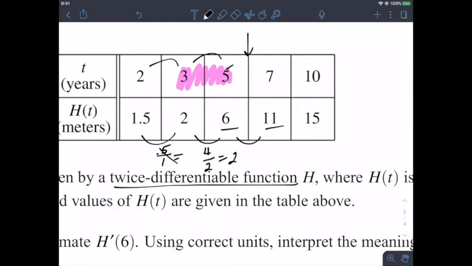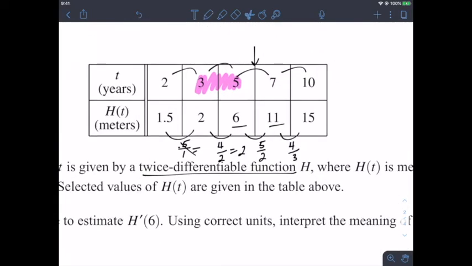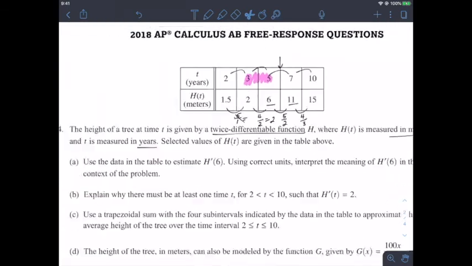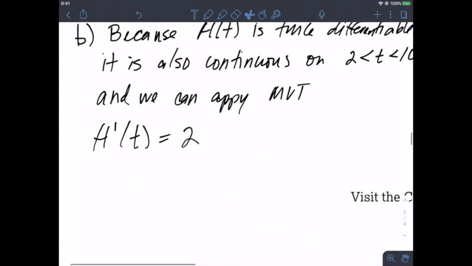From 5 to 7, 11 minus 6 would be 5 over 7 minus 5, which is 2. That's what we did in part A. That was not a slope of 2. And then for this last one here, 15 minus 11 is 4, 10 minus 7 is 3, so that one doesn't work. It looks like the interval from 3 to 5 would give me a slope of 2. Okay, so let's go ahead and show some work for that. So I would show that h of 5 minus h of 3 over 5 minus 3.